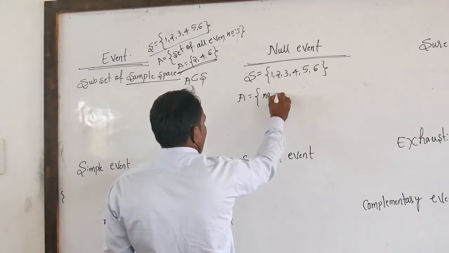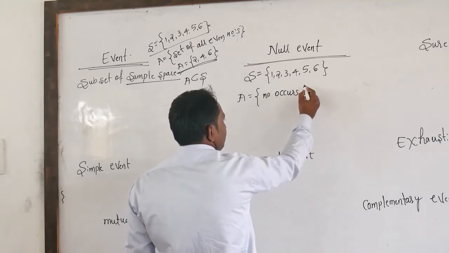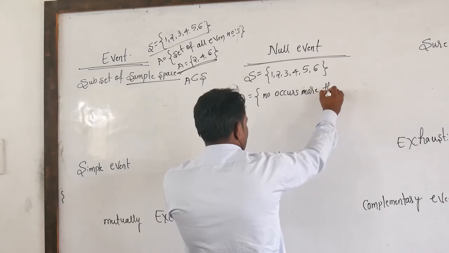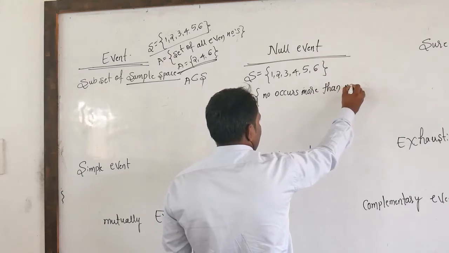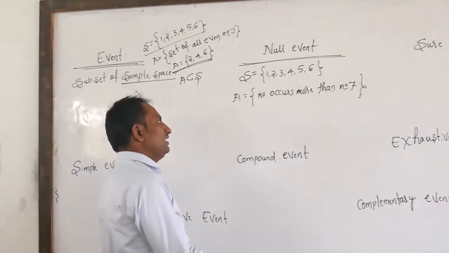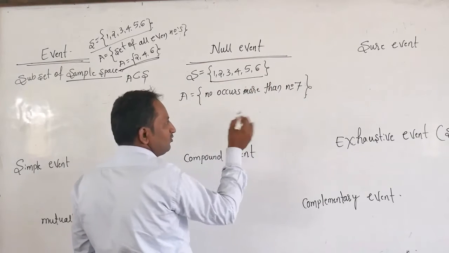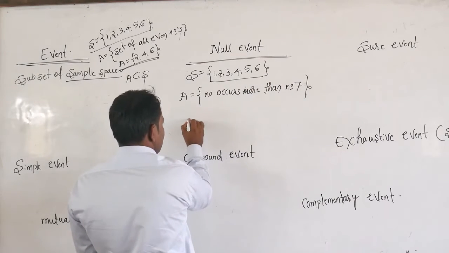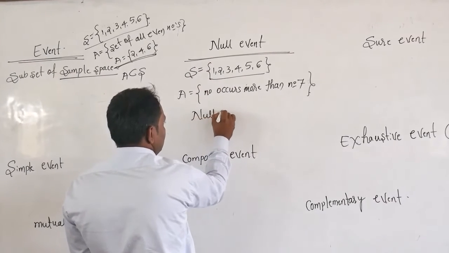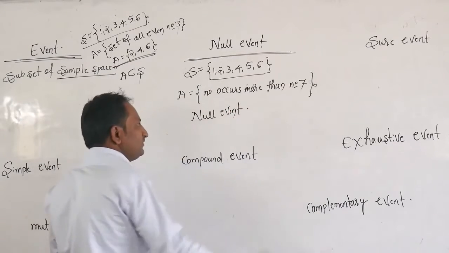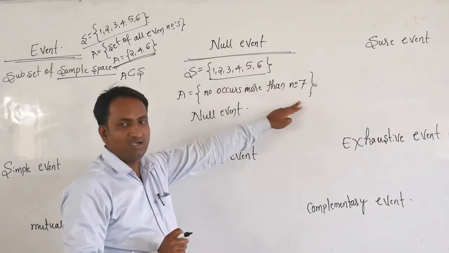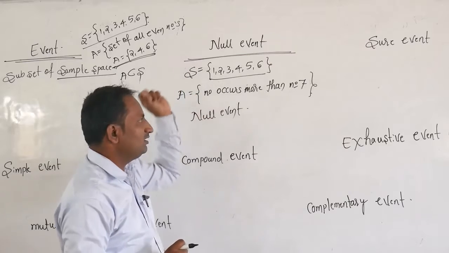A is the number occurring is more than 7. Here only up to 6 numbers are there, and for more than 7 there is no option. That event is called a null event. Here no outcome will occur satisfying the required terms. That's why that event is called a null event.